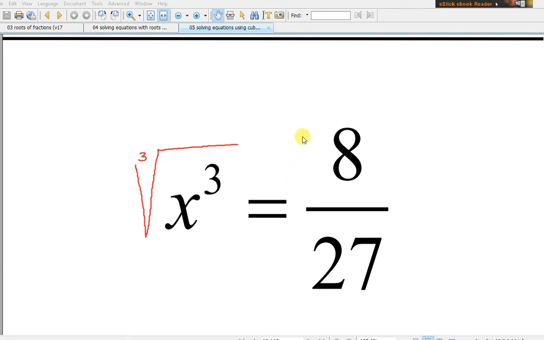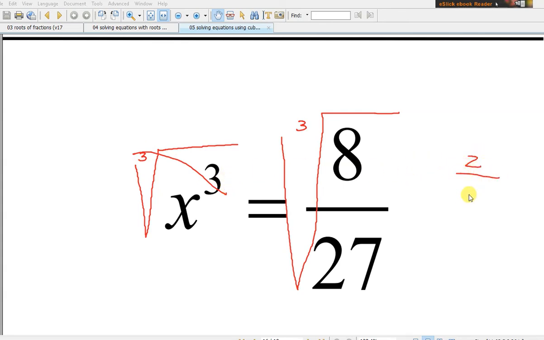Taking the cube root there. Taking the cube root there. The cube root fights the cube. They're gone. Cube root of 8 is 2. Cube root of 27 is 3. So our answer is 2/3.